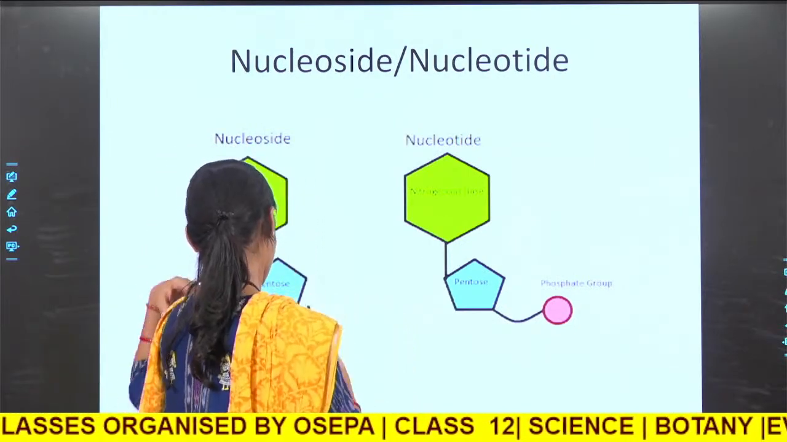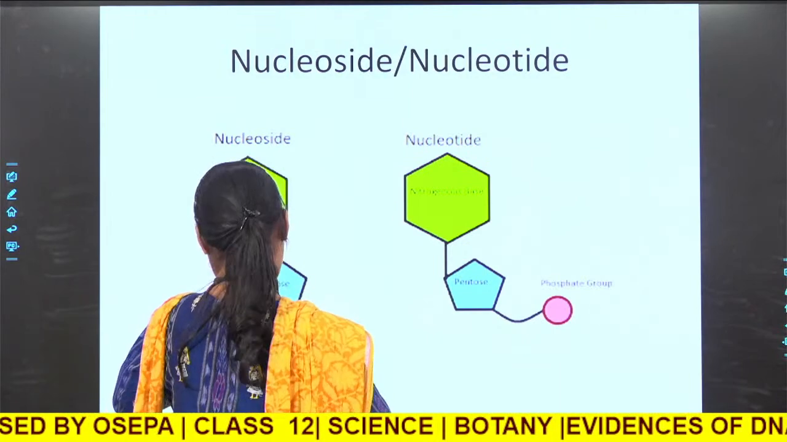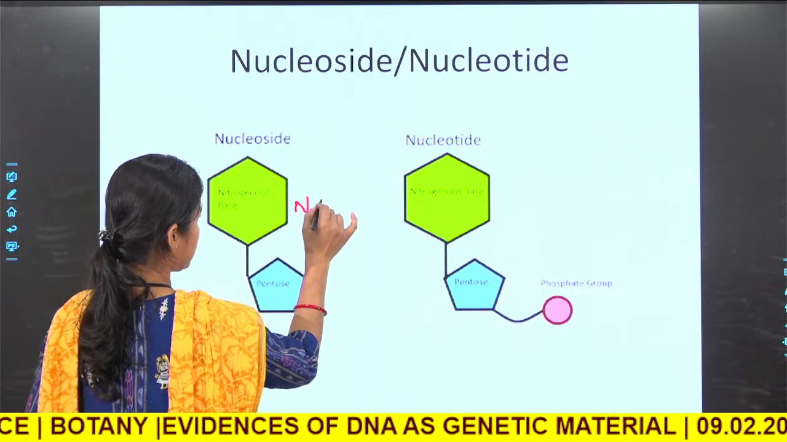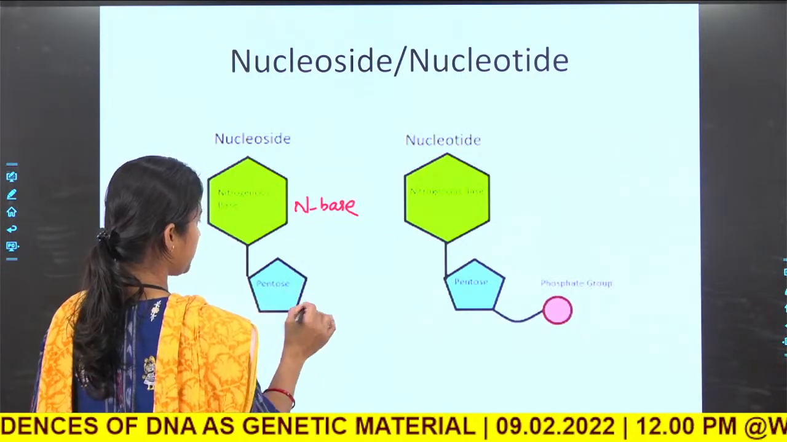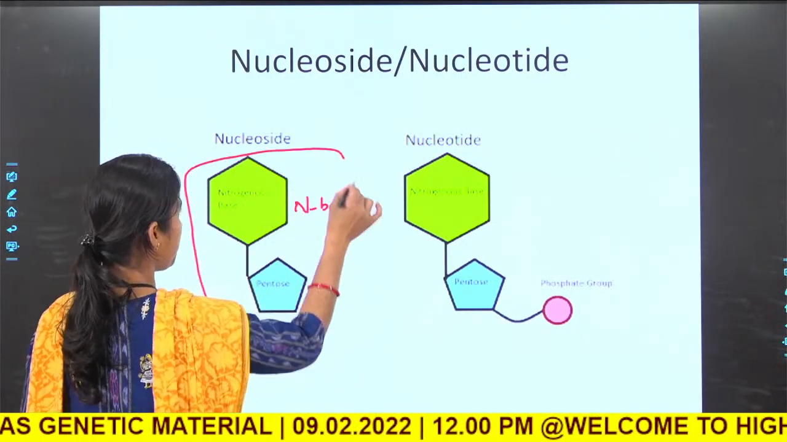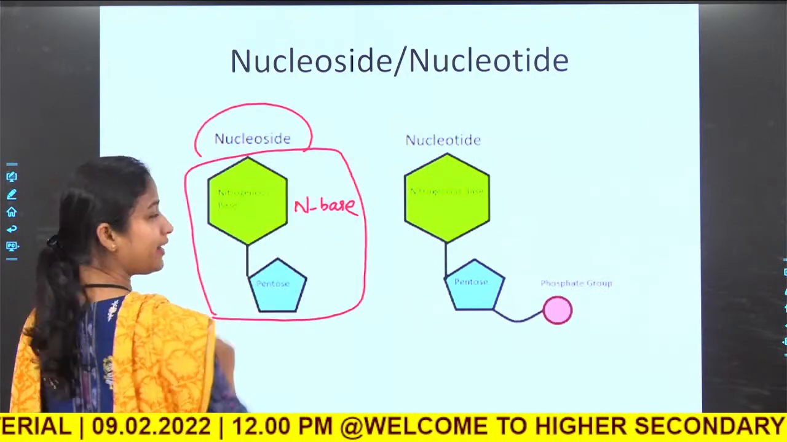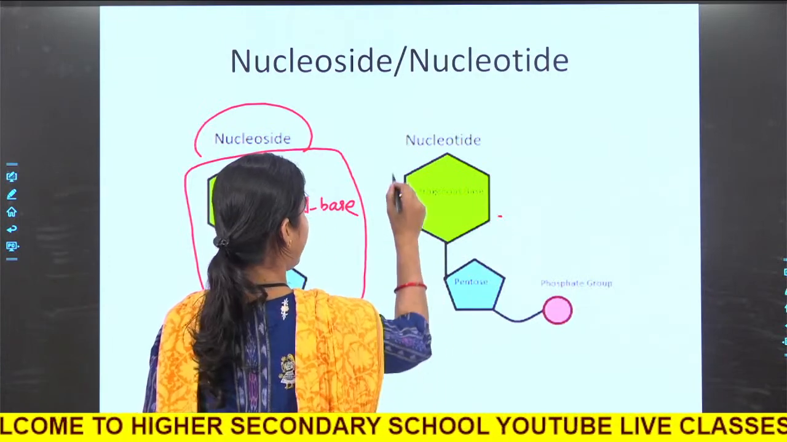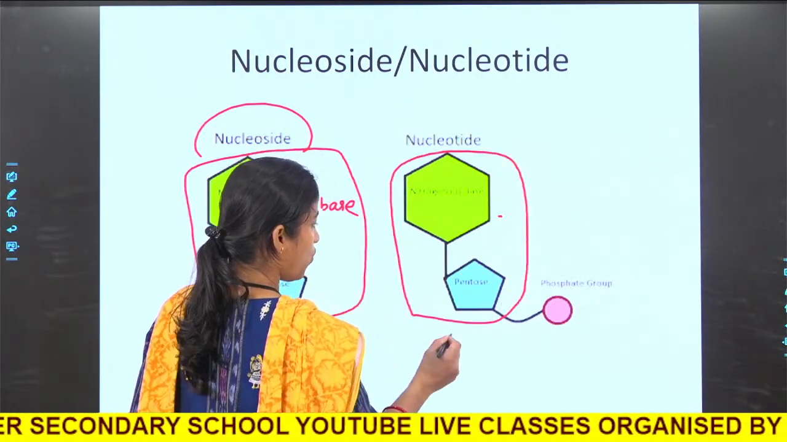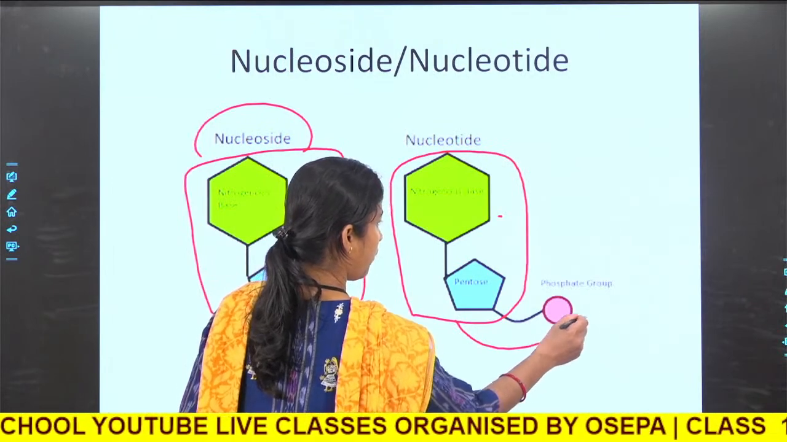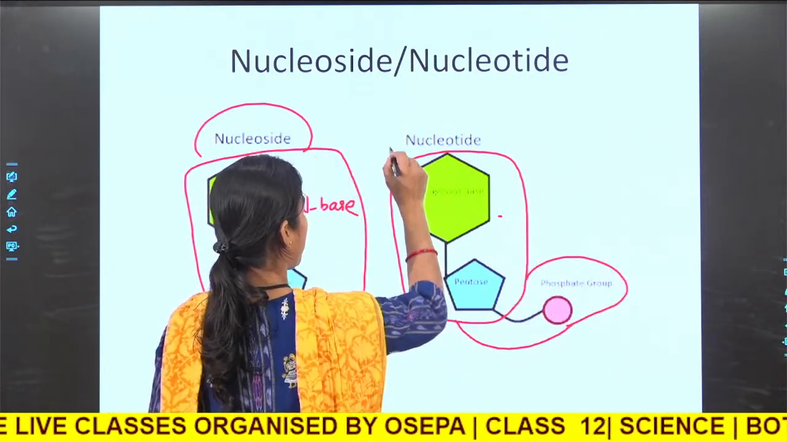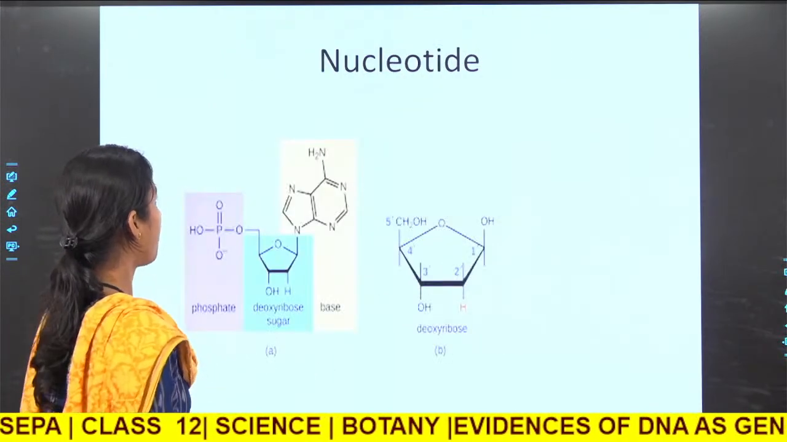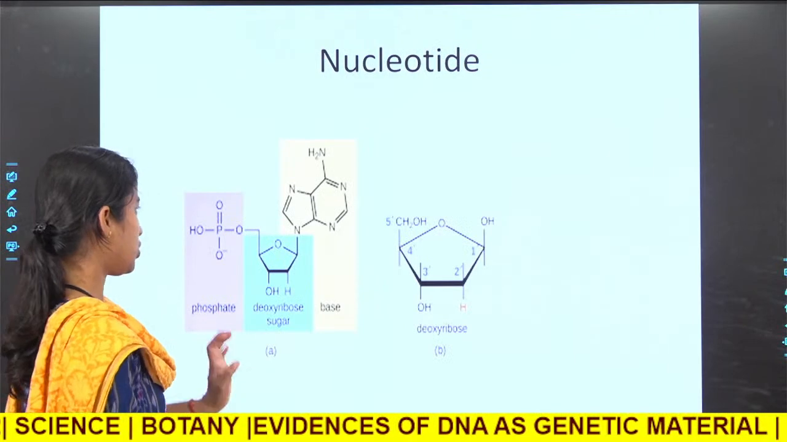Now, this is the nitrogenous base. When it combines with the pentose sugar, this forms the nucleoside. Here, this is the nucleoside, and when it combines with the phosphate group, this becomes the nucleotide. Now, this is the structure of a nucleotide.